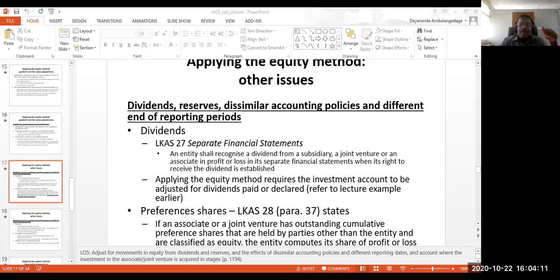Where dividends are paid or declared by the associate and joint venture, and the investor does not prepare consolidated financial statements, no dividend revenue is recognized by the investor. Where the investor prepares consolidated statements, a dividend revenue account is prepared, but this dividend revenue account will be set off when the cash is there. Okay.